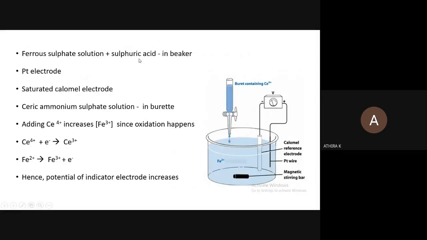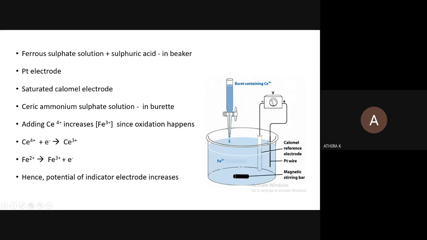I think it is clear. We need an analyte containing Fe2 plus ions. This is the analyte containing Fe2 plus ions. That is ferrous sulfate solution. That is our analyte. And we need an acidic medium, so we are adding sulfuric acid to the beaker.